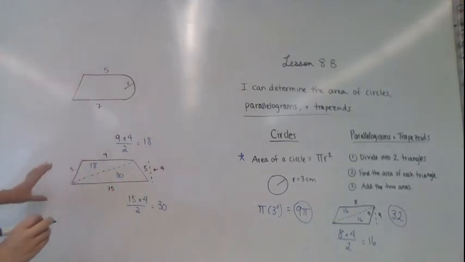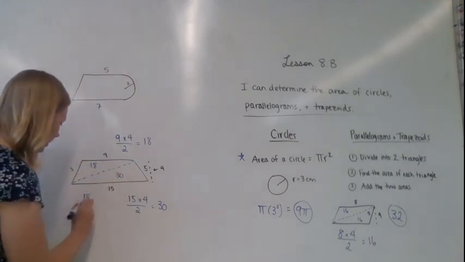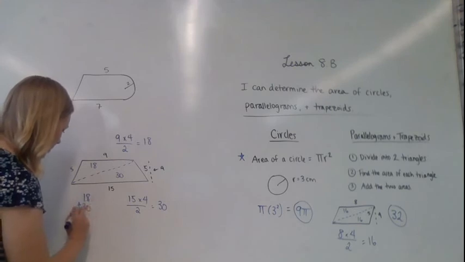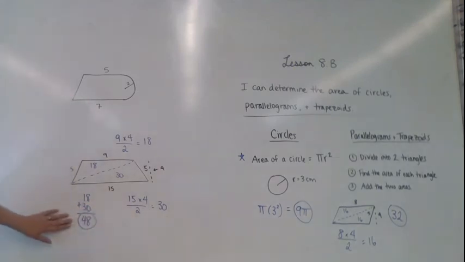We now add those 2 triangle areas together to get the area of the entire trapezoid. So 18 plus 30 is 48, and that's the area of our trapezoid.